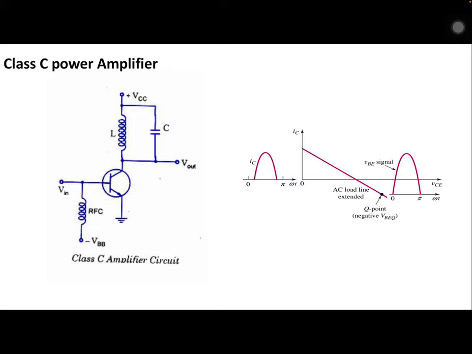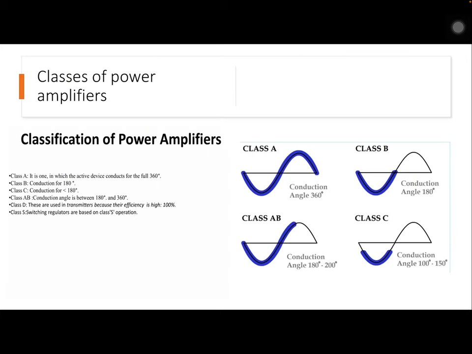Class C power amplifier is one where power transistor conducts for less than 180 degrees. Okay, so remember, conduction angle is less than 180 degrees, and for such conduction, Q point is placed below the cutoff region, way below the cutoff region. So here you see, this only is the conduction angle, less than 180 degrees, and Q point is placed below the cutoff region. To summarize these classes, just focus on this.